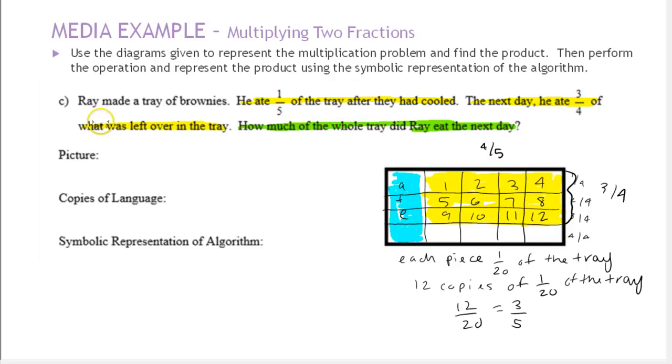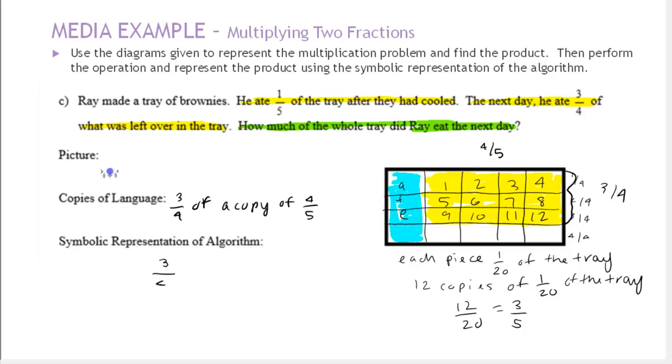Now let's use copies of language. So notice we started with 4/5. He had 3/4 of the 4/5. 3/4 of a copy of 4/5. Notice in this case that is different than the reverse, 4/5 of a copy of 3/4, because we started off with the 4/5 and then took 3/4 of the 4/5. Notice that 1/5 is not going to be in our problem.